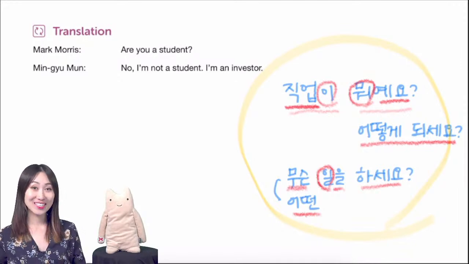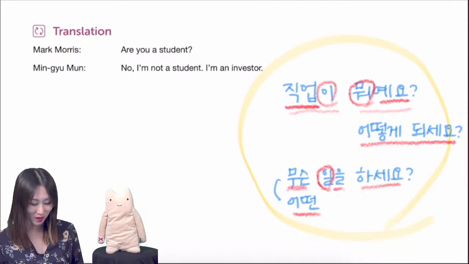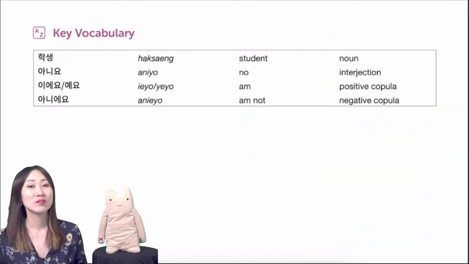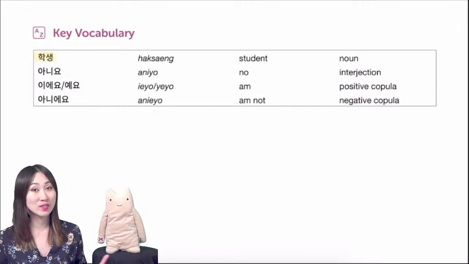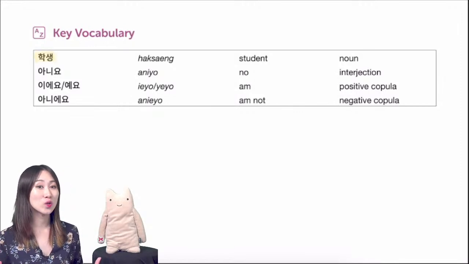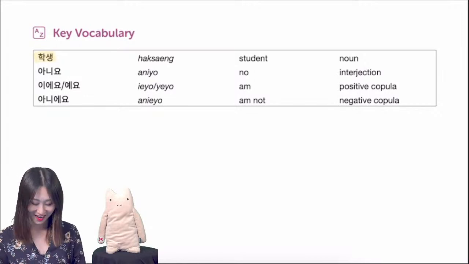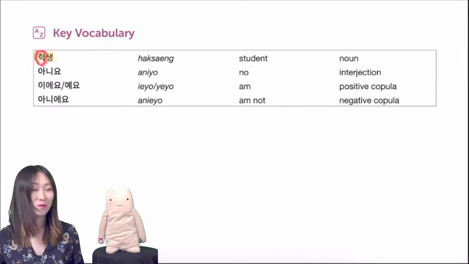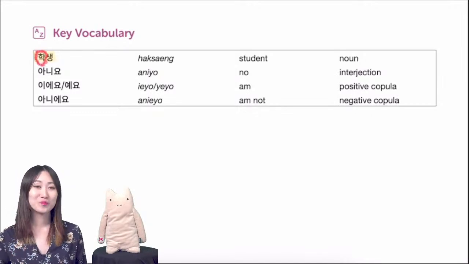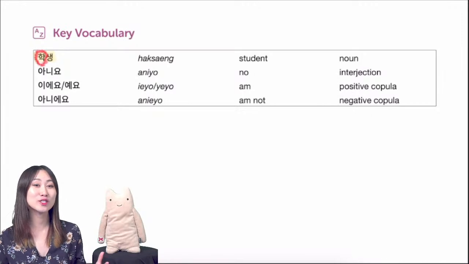Okay, very good. So, let's talk about this vocabulary. As I mentioned, 학생 means student, and a lot of words related to school have 학. 학 is a small tip, by the way. 학 here. For example, 학교. Do you know 학교? 학교 means school. It has 학, right? 학.